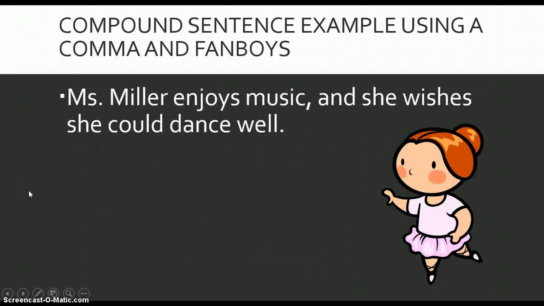Let's take a look at another example. Miss Miller enjoys music, and she wishes she could dance well. Again, we are combining what could possibly be two simple sentences, if we put a period here instead of a comma and took out and. But instead we're combining two thoughts. So we have the subject of Miss Miller, the verb enjoys. We have a comma, coordinating conjunction. We have a new subject, she, and a new verb, wishes. We put that together to create a compound sentence.